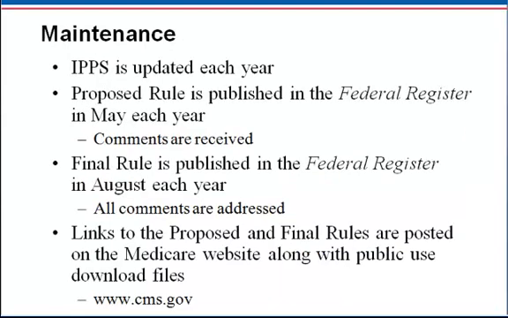CMS, or Medicare, is responsible for updating the MS-DRG system each and every year. That is published in the Federal Register each May. Comments are received, taken, and then the final rule is published in August, addressing all the comments from the May publication. You can find the proposed and final rules on the Medicare website, along with the files that are for public use, and the website is listed here.